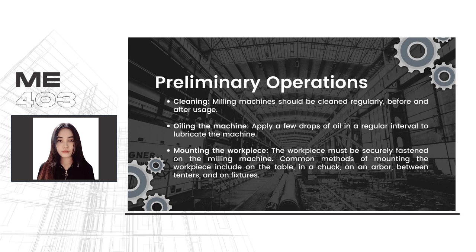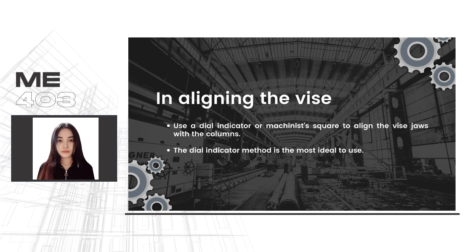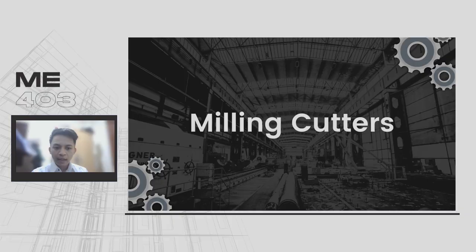These include on the table, in a chuck, on an arbor, between centers, on fixtures, milling machine vise, and clamping devices. There are also certain methods on aligning the vise jaws with the column, which are to the indicator, parallels, and with a square. Aside from the preliminary operations mentioned above, properly selecting a milling cutter that is suitable for the job to be done obtains great results.